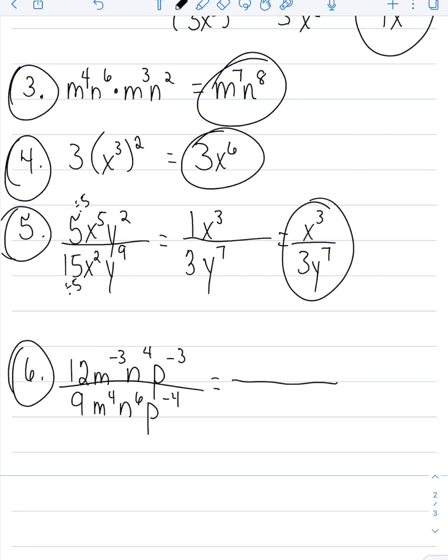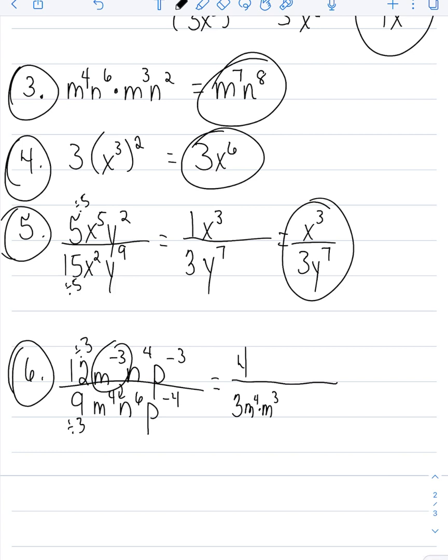So first, let's reduce our coefficients. I notice that 12 and 9 both are divisible by 3. 12 divided by 3 is 4. 9 divided by 3 is 3. And now I tackle one problem at a time, or one thing at a time. So on my m's, I have m to the negative 3rd, m to the 4th. Well, I can't have negative exponents. So that means that these move down to the bottom. So I have m to the 4th times m to the 3rd. I'm going to leave that alone for now because we'll simplify that at the end.